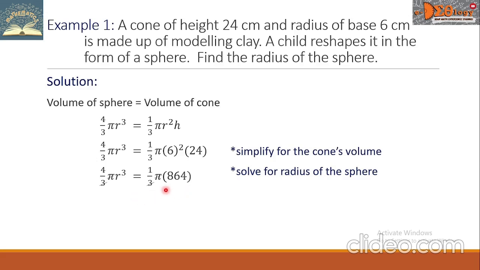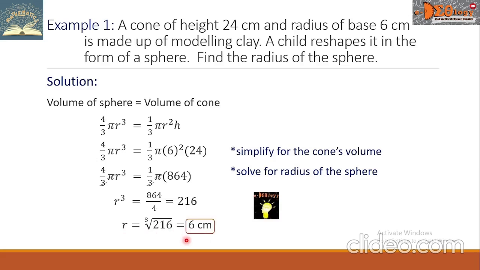And from here, we're going to solve for the radius of the sphere. We can cancel the pi and the denominator 3. Then we isolate r cubed. That will be 864 divided by 4. The quotient is 216. Then the value of r is the cube root of 216. When we simplify this, that is 6. And the unit of measurement is centimeter. Therefore, the radius of the sphere is 6 centimeters.